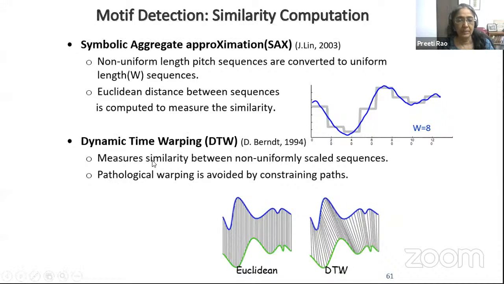So if you were doing matches between such sequences of detected pitches, we would have to use something like dynamic time warping, which brings in some non-uniform scaling and optimizes the alignment first, and then allows you to compute the match on a more aligned set of sequences.